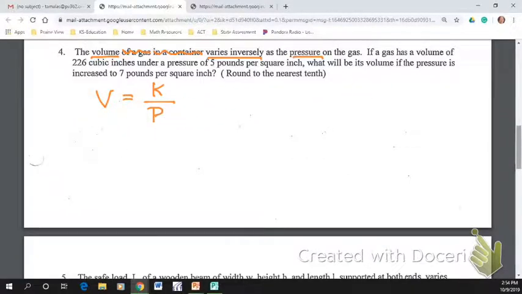All right, so I got a gas that has a volume of 226 cubic inches. So my volume is 226 cubic inches, and my pressure is 7. Oh, no, we're doing 5. 5 pounds. My bad. So now I can solve for K. How can I solve it? Multiply by 5. 226 times 5 is, you get what? 1,400 and something. Type it in the calculator.